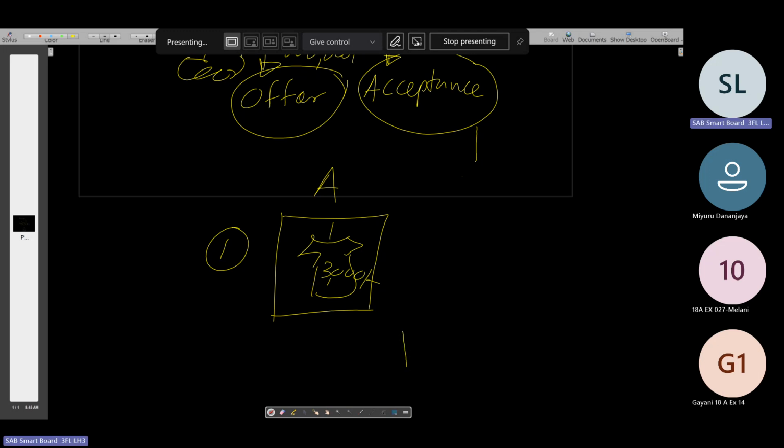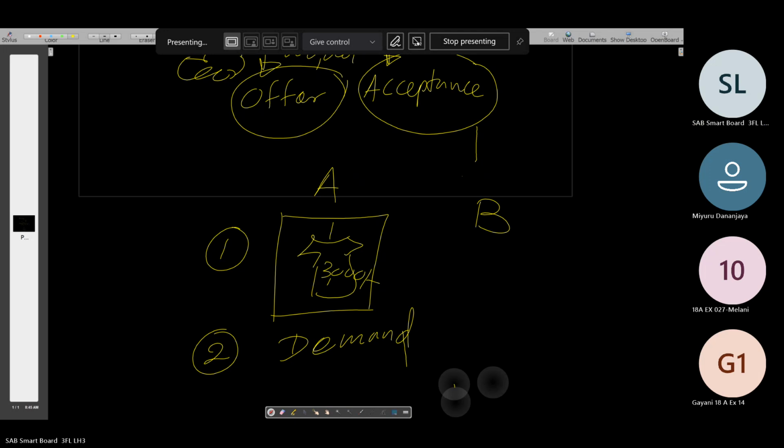Then there's another person, B. Suppose B wants to purchase this shirt. Then what is the step to be followed by B? That is the second step. B entered the shop, tendering 3,000 rupees. By giving 3,000 rupees, B demands the goods. So we can identify the second step as the customer's demand.